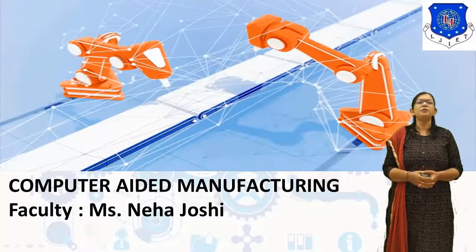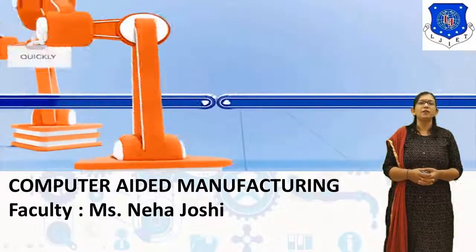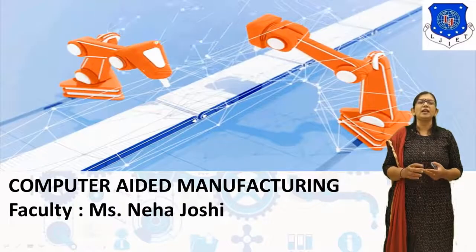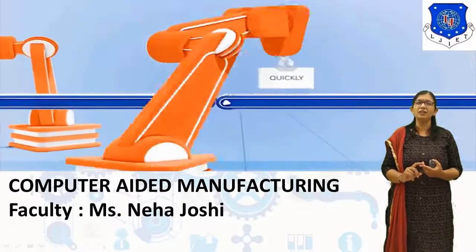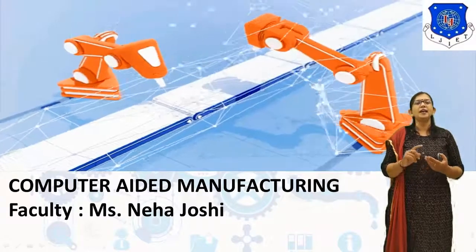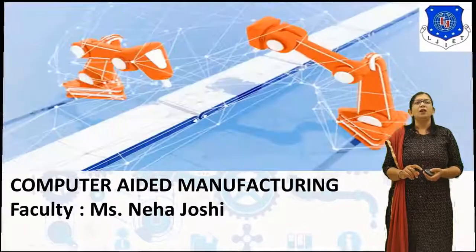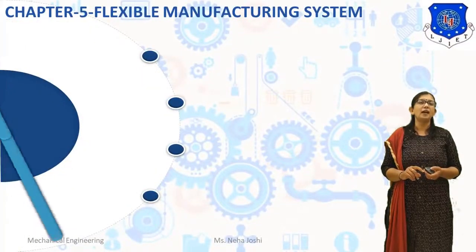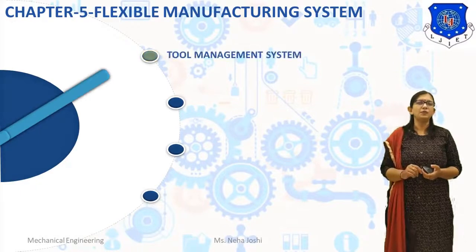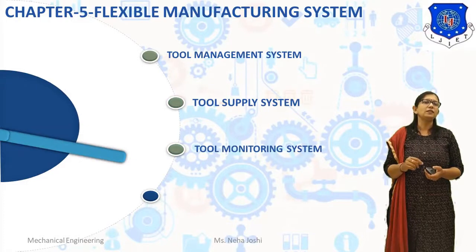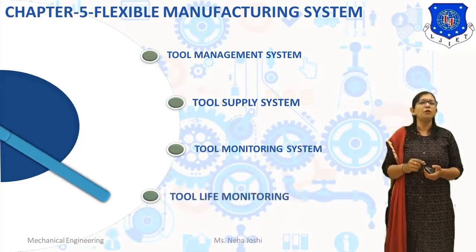Let's start with our fifth chapter, that is Flexible Manufacturing System. In the previous session, we covered different topics like what are automated guided vehicles, types of automated guided vehicles, and automated storage and retrieval system. In today's session, we will cover different topics: first is tool management system, tool supply system, tool monitoring system, and tool life monitoring.